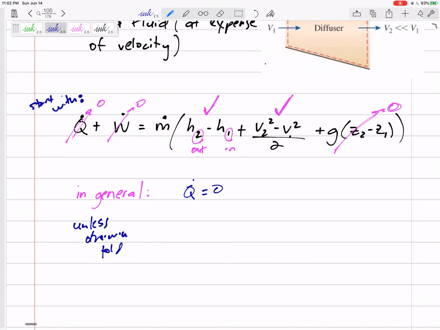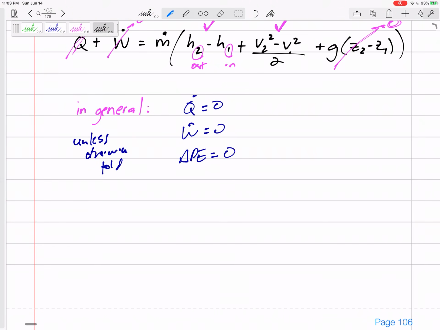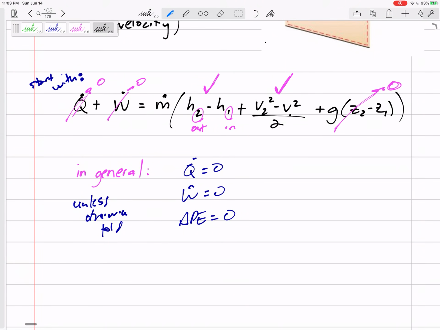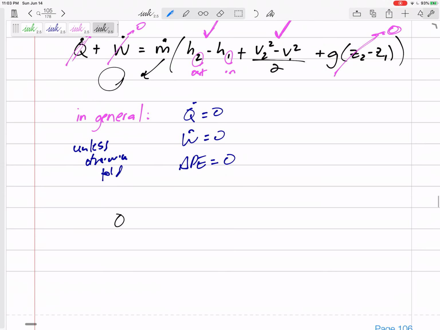For nozzles and diffusers, Q dot equals 0, W dot equals 0, potential energy equals 0, and so we're left with 0 on the left-hand side equals m dot times (H2 minus H1 plus V2 squared minus V1 squared over 2). If this is 0 on the left-hand side, I can divide the m dot out, and so I can say H2 minus H1 plus (V2 squared minus V1 squared) over 2 equals 0.